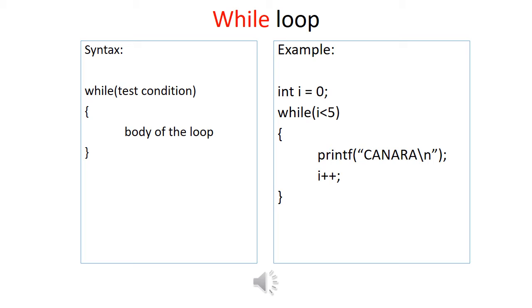Now once the test condition is false, it will come out of the loop and it will execute any other instructions following the while loop. One simple example I have taken here. I want to print Canada for 5 times. So either I can write printf Canada 5 times, or else I can make use of the looping structure, and within 2 lines I can execute the program and I can print Canada for 5 times.